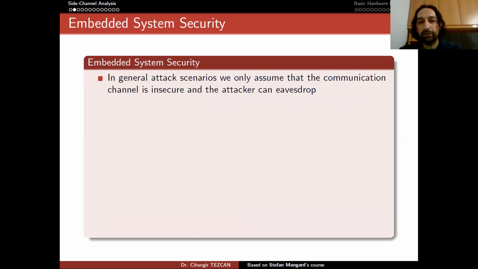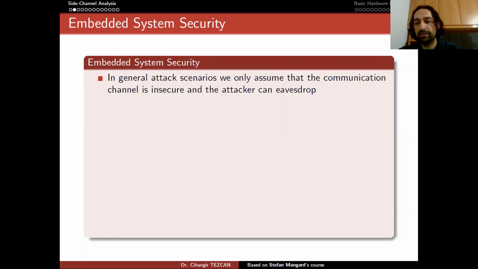In general attack scenarios, we only assume that the communication channel is insecure and the attacker can eavesdrop. So this was the whole idea behind this lecture. When we were talking about cryptographic algorithms like lightweight block ciphers, hash functions, stream ciphers, we always assume that the communication channel is insecure. So somebody can eavesdrop, and if there's an active adversary, maybe they can modify some bits or add or drop some bits and so on. So this was always the general attack scenario.